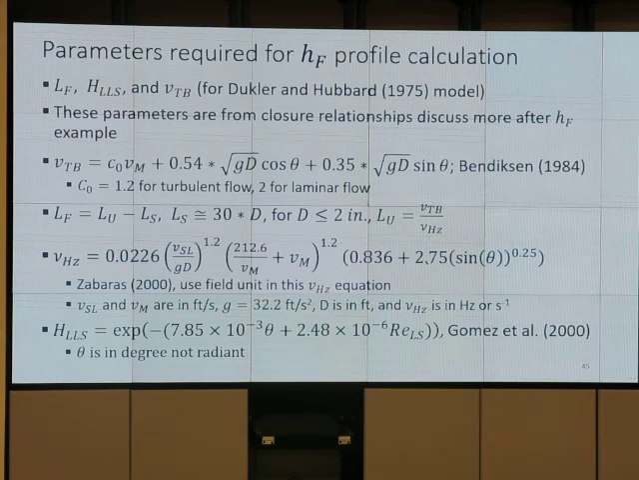Last time I went through it pretty quickly, right? So let's review it again. This part is about closure relationships. The model here requires some information. It's not like we have everything. We need to get the liquid holdup in the slug body, HLS, from a closure relationship. We need to somehow get VTB.